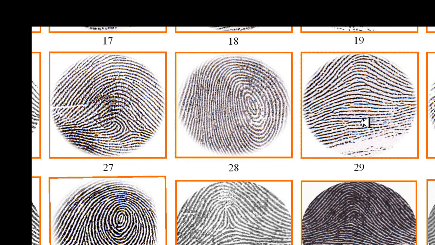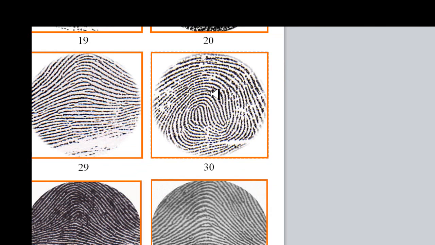27, 28, and 29, hopefully you're immediately drawn to number 29 and recognize it as the plain arch, and these two patterns definitely can't be the arch. Number 30 should easily be recognized as not being an arch pattern.